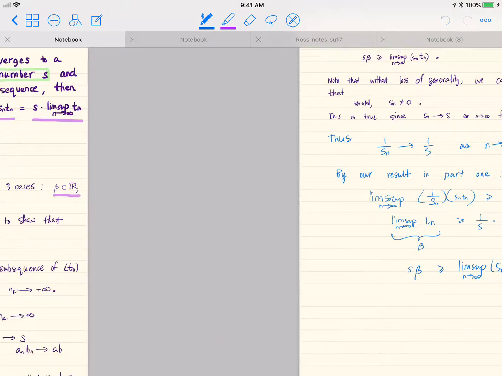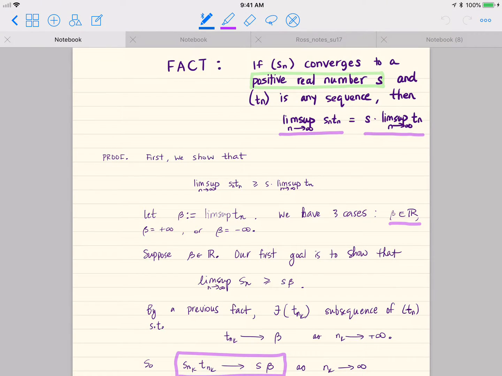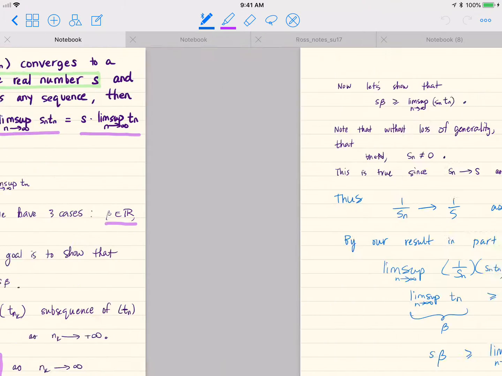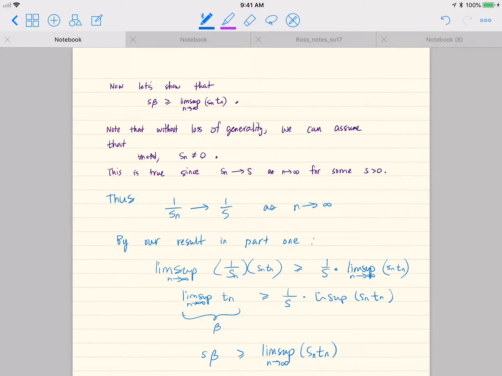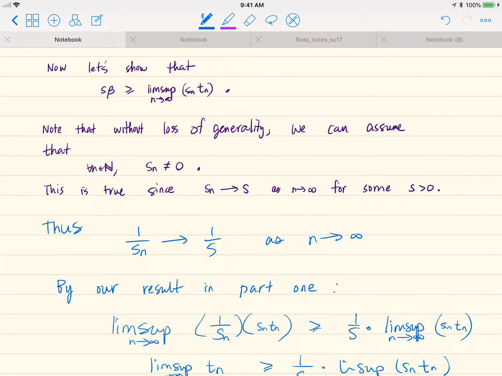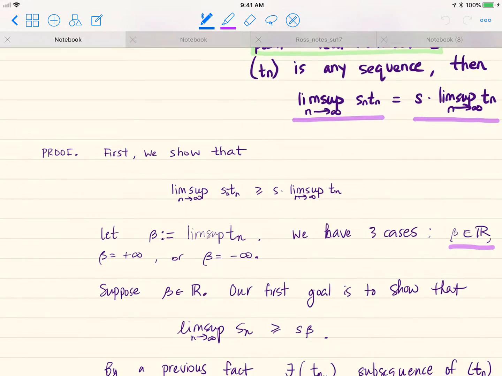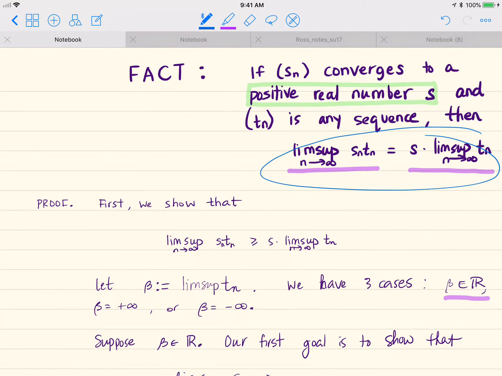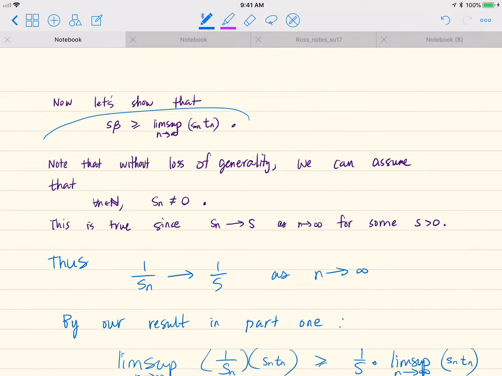One of the hypotheses, that we have a positive real number, doesn't impact us until we want to show the second part of the inequality. So we split up this equality into two inequalities, this one and then this one. As a reminder, you always want to be aware of how you are using the assumptions or hypotheses in your proof. And that's it.